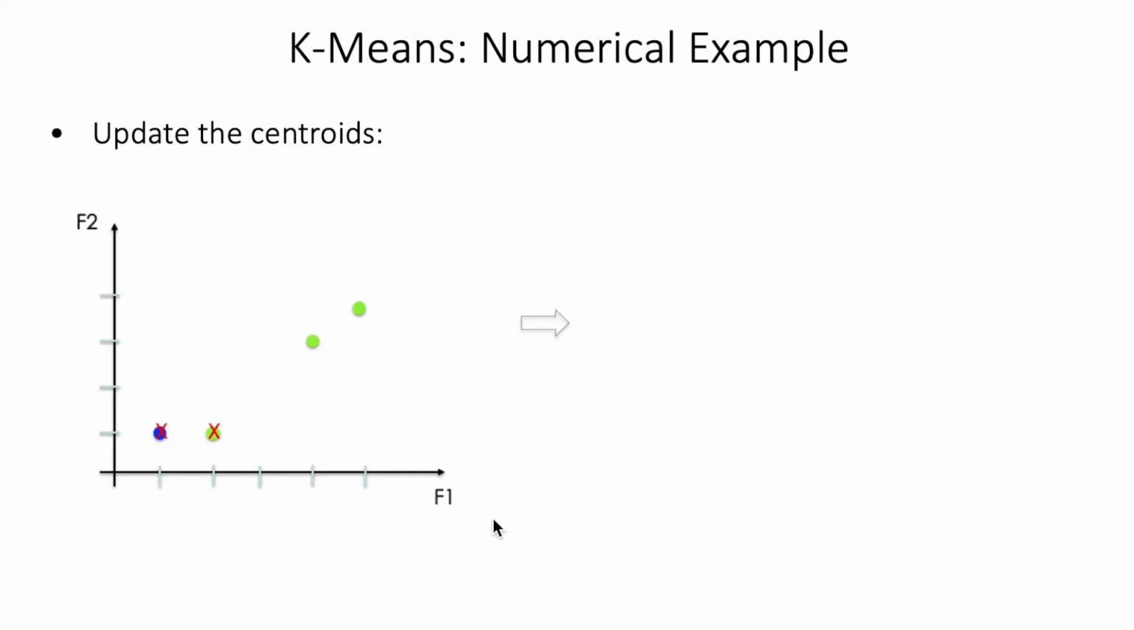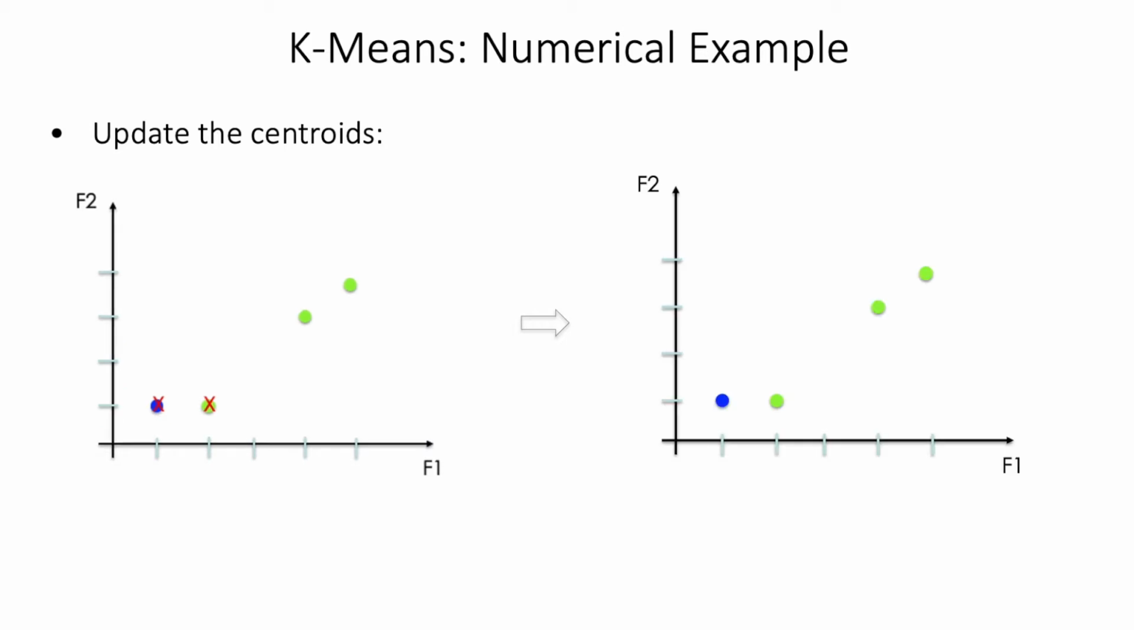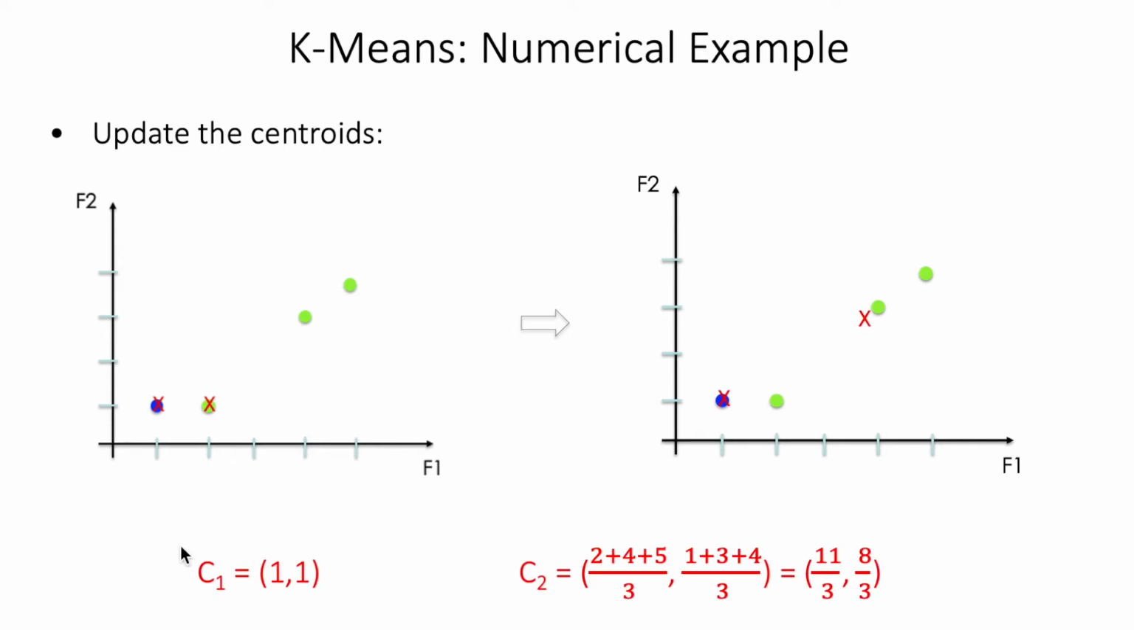Now what we have to do is to update the centroids. For that, we need to calculate the best new centroid for every cluster. Since we are using Euclidean distance, the optimum centroid is the average. So we calculate the average. In cluster 1, it's just one data point, so the average is the same point. But for cluster 2, we need to get the average of the 3 green data points.